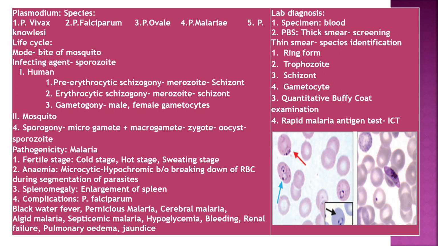Lab diagnosis: specimen blood, PBS, thick smear for screening, thin smear for species identification. Morphological forms: ring form, trophozoite, schizont, gametocytes, four forms seen in P. vivax, and ring form and gametocyte forms seen in P. falciparum. Quantitative buffy coat examination, rapid malaria antigen test.